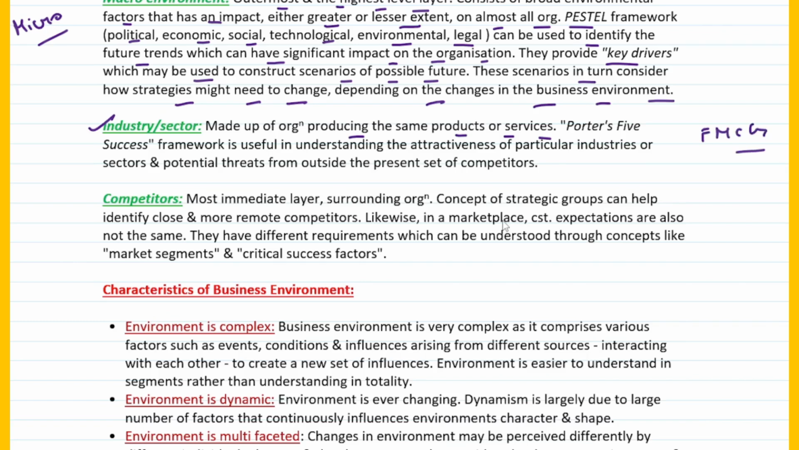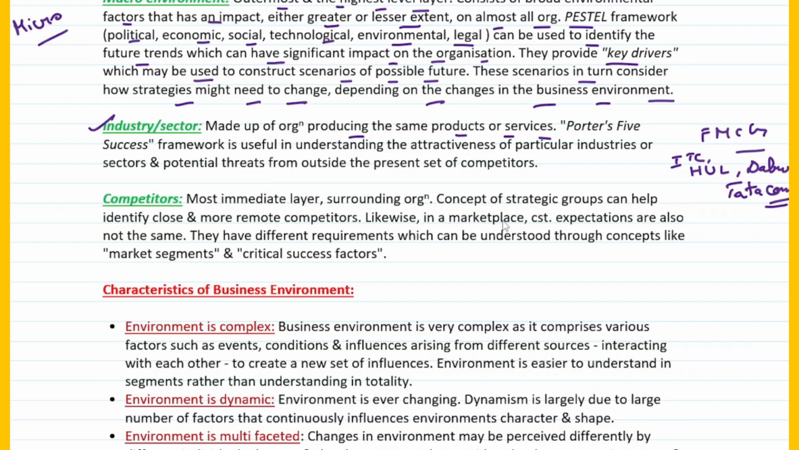Fast moving consumer goods. So if we have to compare, we can take HUL and Dabur, or rather we can say Tata Consumer. They all belong to the same industry or sector, because more or less they all produce FMCG products. You can even take ITC into consideration. So industry or sector consists of all those companies or organizations producing the same products or services.